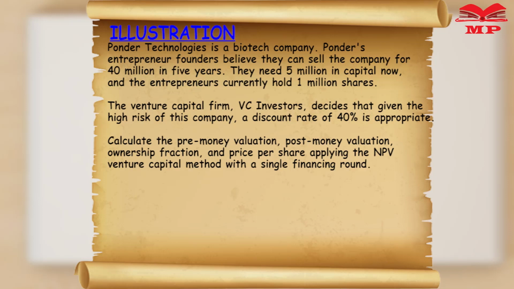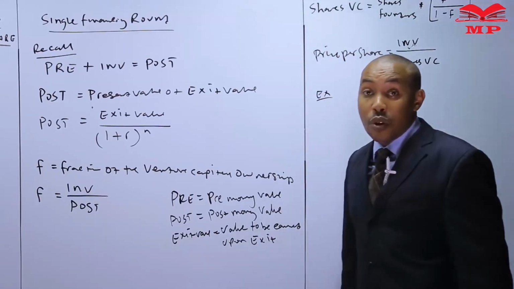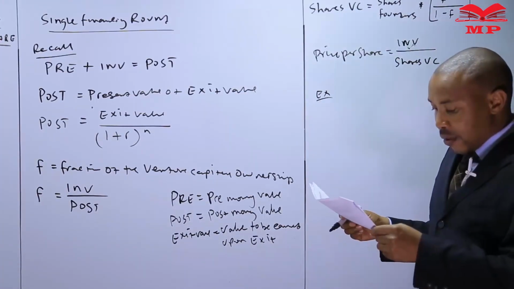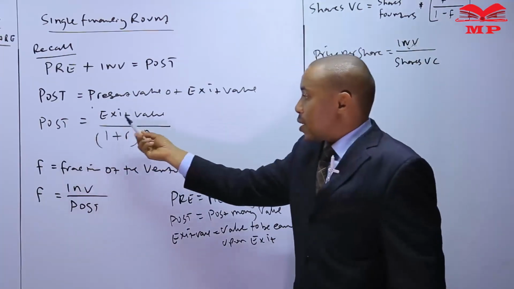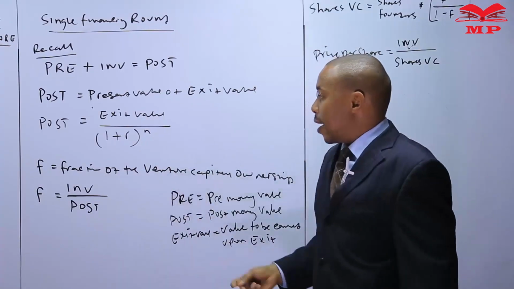Calculate the pre-money value, the post-money valuation, ownership fraction, and price per share applying the NPV venture capital method, single financing round. These are the steps that they want us to use. So they want us to calculate the pre-money value. In the first step, the post-money value is just given as the exit value discounted against 1 plus R to the power n.